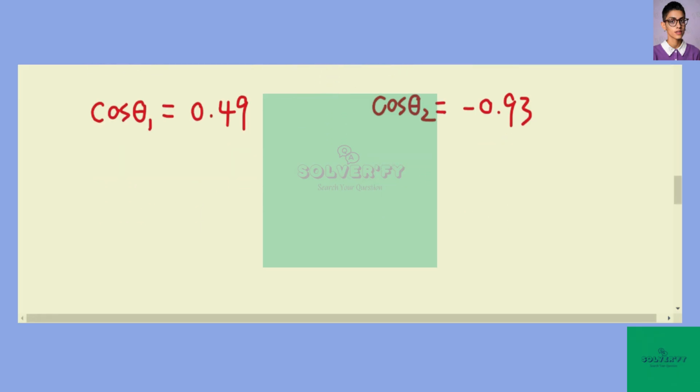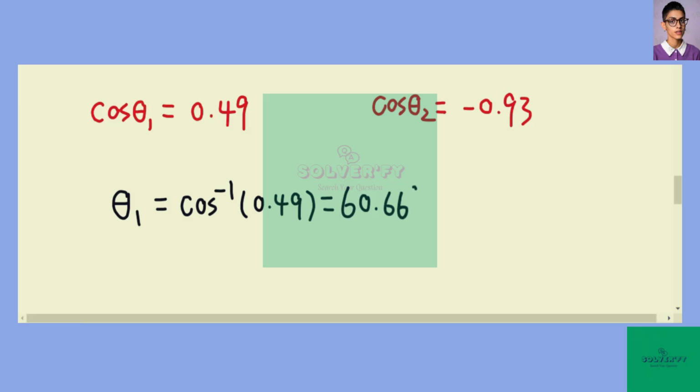Now we can determine these two angles. Theta 1 is equal to the inverse cosine function, cosine to the power negative 1, of 0.49, and this will give us an angle of about 60.66 degrees. For theta 2, we have the inverse cosine of negative 0.93, and this will give us an angle of about 158.44 degrees.